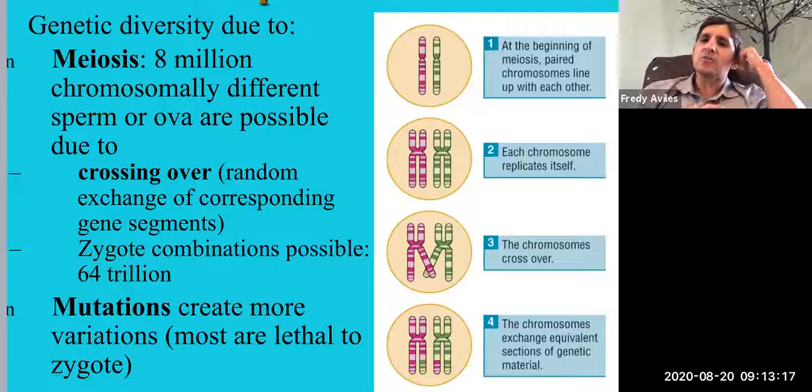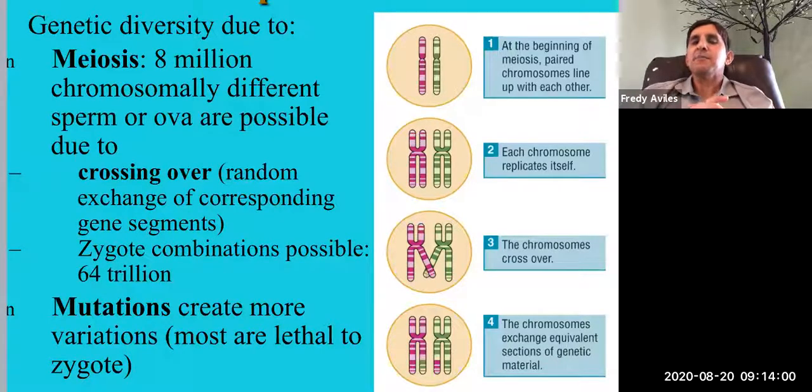And then there's also something known as crossing over, where you can see in the image here on the right, it explains it step by step. You have chromosomes, and then they duplicate themselves, and then in the third step they exchange pieces of genetic information. They exchange segments. That crossing over increases the variation. So by the time all these things happen, there are actually 64 trillion possible combinations, 64 trillion possible zygotes.